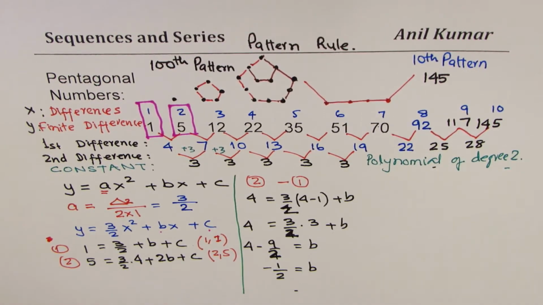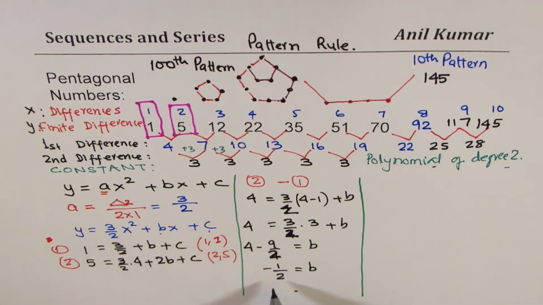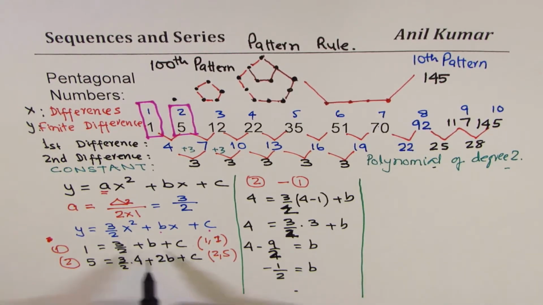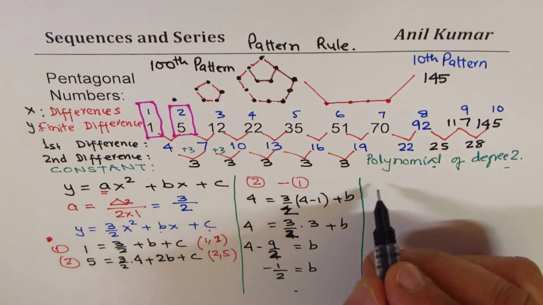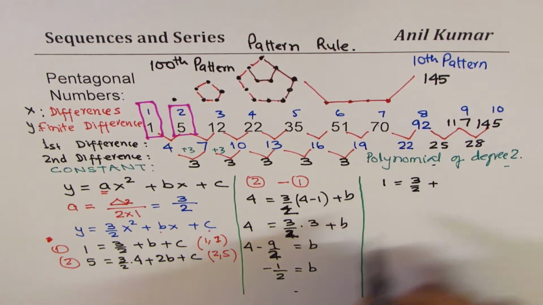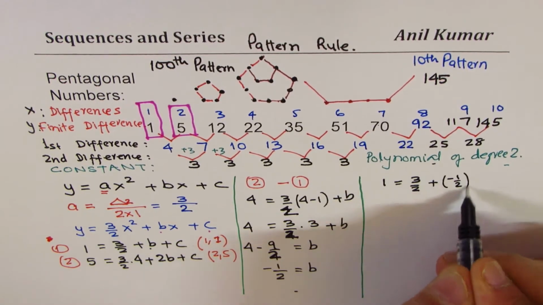So I know what b is now, correct? Once I know what b is, I can substitute this value of b and find what c is. Let's do it. We'll use the first equation, which is 1 equals 3 over 2 plus b plus c. Instead of b, I'm writing minus half.